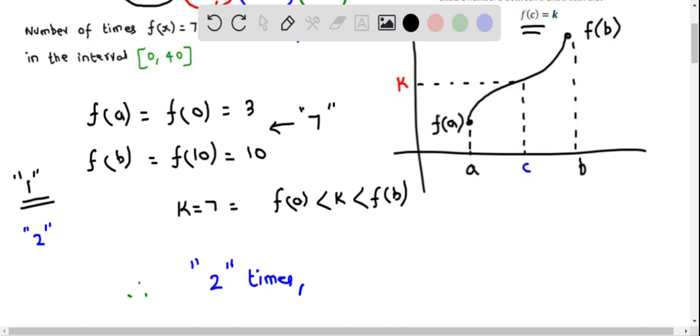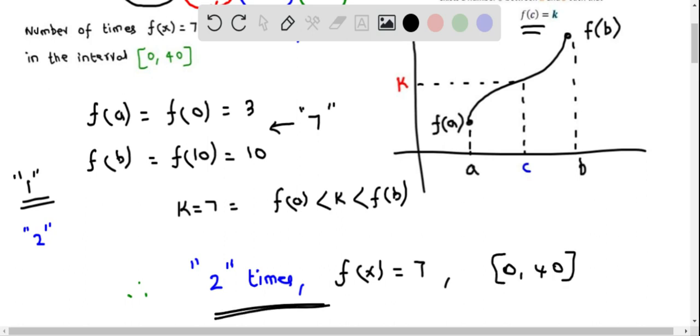Two times f of x equals 7 in the interval 0 to 40. So the answer is two times.